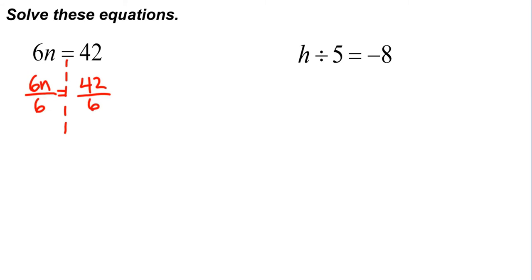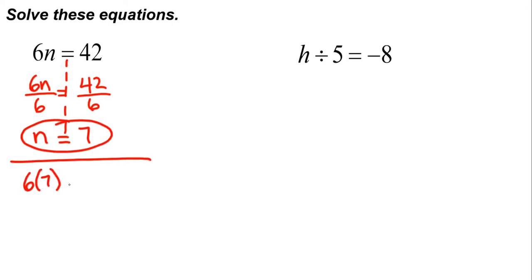So I'm going to divide both sides of this equation by 6, and 6 times n divided by 6 is just n. Those two operations undo each other. And 42 divided by 6 is 7. So there's my solution, n equals 7. And again, I'm going to do a quick check here. Plug 7 into my original equation. 6 times 7 is 42.